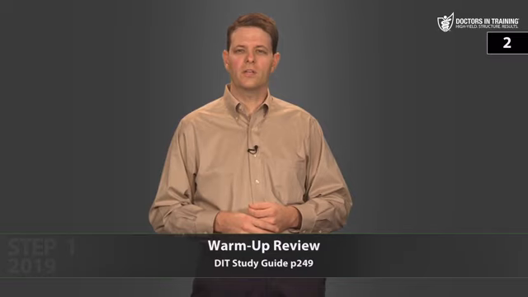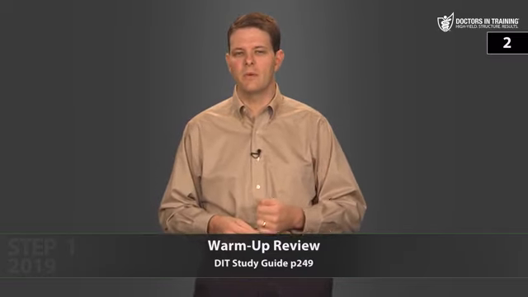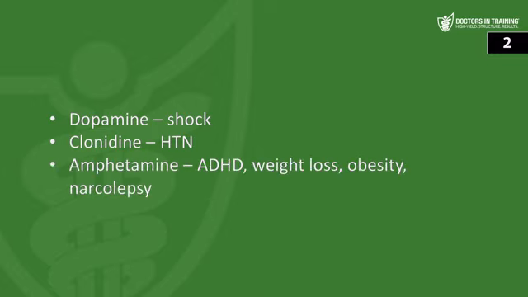Next, what are the clinical uses for each of the following sympathomimetics? So dopamine is used to treat shock. Clonidine is used to treat hypertension. It's a sympathomimetic in that it is an alpha-2 agonist, although this actually decreases norepinephrine release.